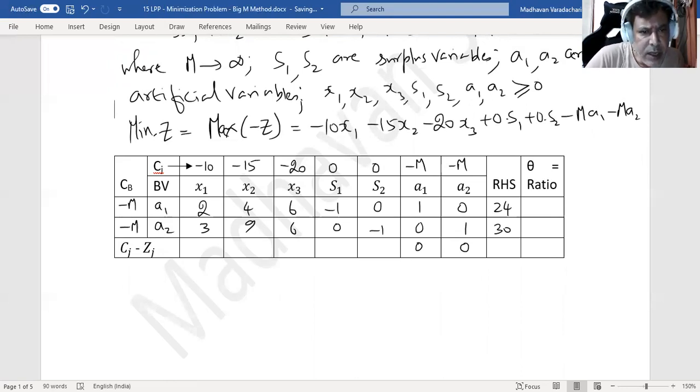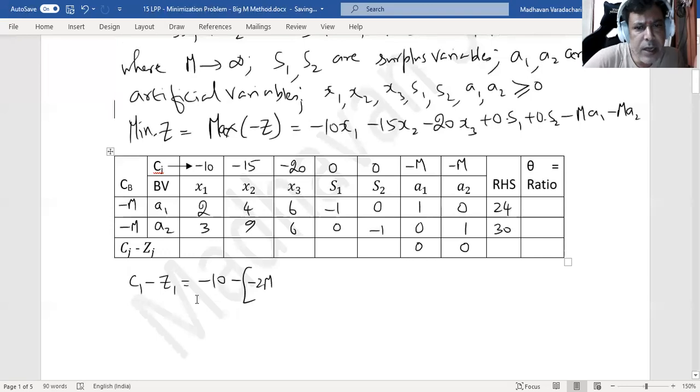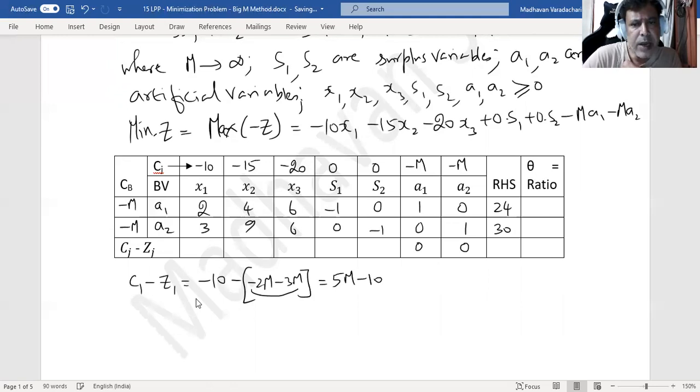So let us calculate the rest. First one, C1 minus Z1. What is C1? It is negative 10 minus of what is Z1? It is minus M into 2, so it is minus 2M. Then minus M into 3, it is minus 3M. So inside it is minus 5M, but there is a negative outside, so I'll make it as positive 5M minus 10. That is our C1 minus Z1.